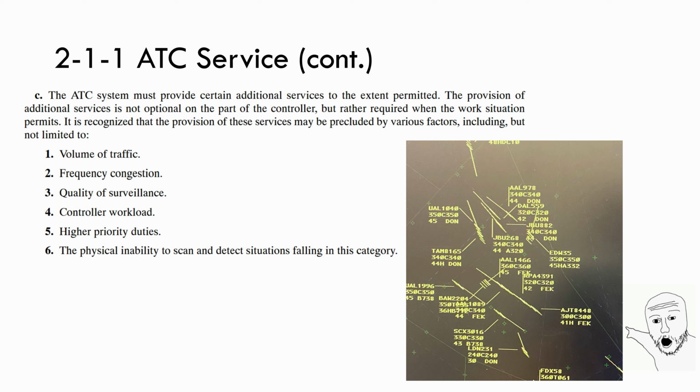Number 3, quality of surveillance. We're an island facility. At the fringes of our radar capabilities, or the extent of the ranges, sometimes we have to default to non-radar procedures.